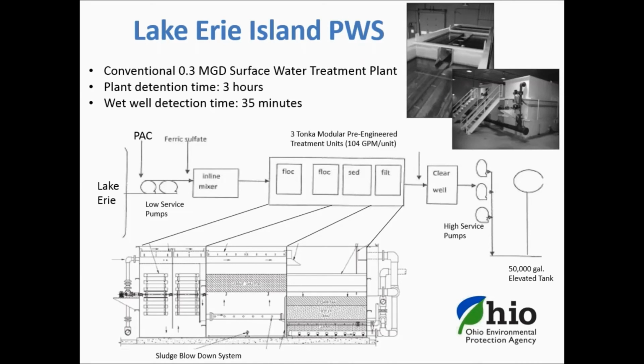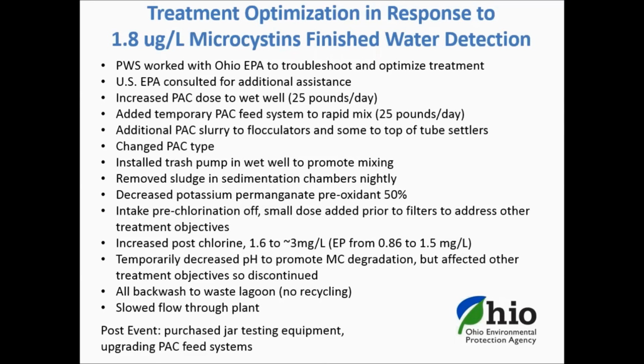This is a relatively small conventional 0.3 MGD plant with a detention time of approximately 3 hours and a wet well detention time of 35 minutes. Water comes in from Lake Erie and enters the wet well where carbon is added. Additional chemicals are added at the rapid mix, and then the water enters 3 Tonka pre-engineered treatment units depicted in the schematic below and shown in the images in the upper right. Next slide.